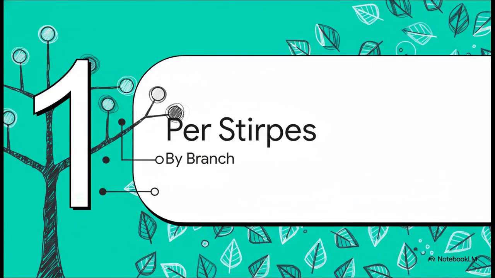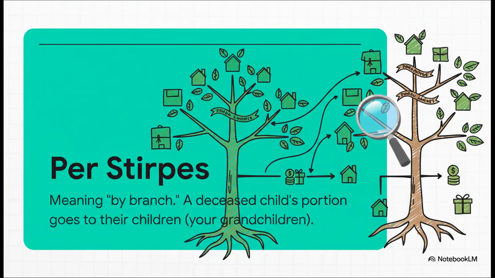Okay, so first up is per stirpes. Now don't let the Latin fool you. It stands for a really simple and powerful idea, passing your legacy down by the branch of your family tree. So formally, what this does is ensure that each branch of your family gets its intended piece of the pie. Think of it as a promise you're making to a whole branch of your family, not just to one specific person.